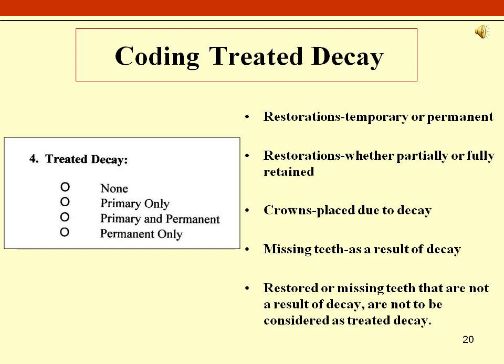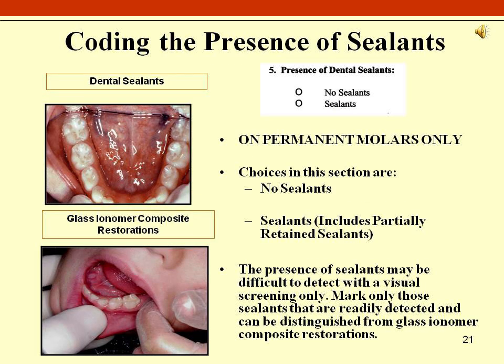Restored or missing teeth that are not a result of decay are not to be considered as treated decay. The category of sealants is number 5 on the screening form. Only record sealants that are present on permanent molars. As you know, sealants come in many different shades from clear to white to pink. Some are translucent and some are opaque.